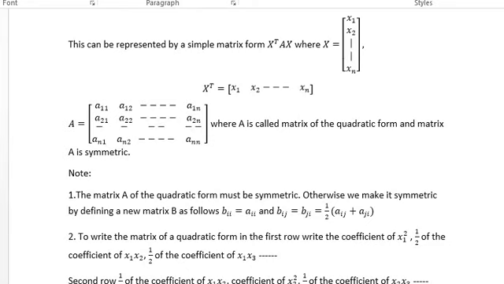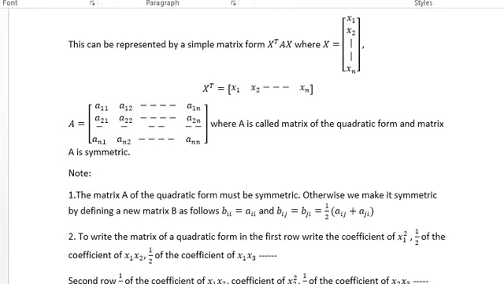Now this quadratic form can be represented by a simple matrix form, that is x transpose A x, where x is equal to the column matrix of the n variables x1, x2, etc., xn. So x transpose will be the row vector x1, x2, etc., xn, and A is equal to the coefficient matrix, that is a11, a12, etc., a1n, a21, a22, etc., a2n, etc., an1, an2, ann, where A is called the matrix of the quadratic form, and this matrix A is symmetric also.